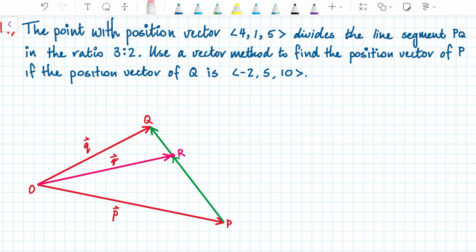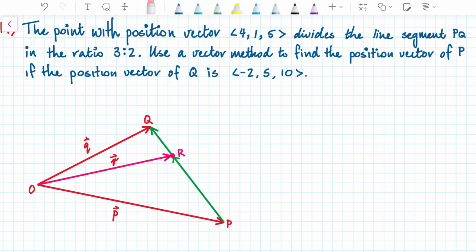G'day guys, in this video we're going to solve a vector geometry problem using first principles, not just a memorised formula. The question states that we've got a point with position vector (4, 1, 5), which divides the line segment PQ in the ratio 3:2. We're asked to use a vector method to find the position vector of P if the position vector of Q is (-2, 5, 10).